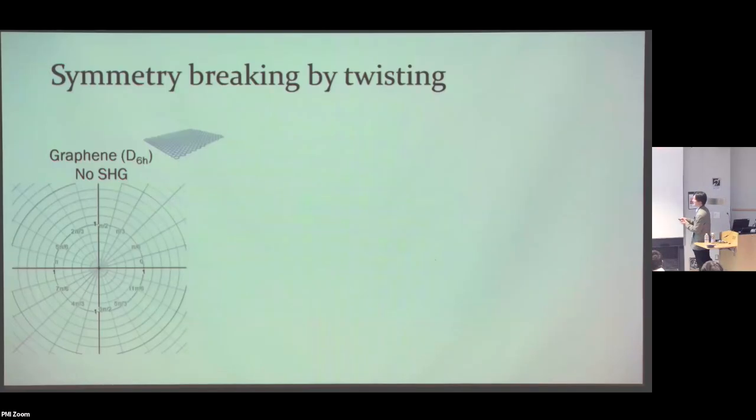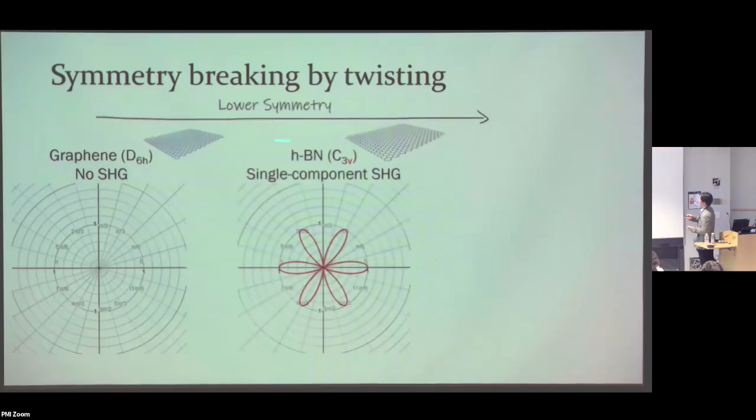Okay, so if you have this high symmetry, now you break the symmetry into this C3V, which is for hBN. Now you start to have this SHG, and I call it a single component SHG because the entire pattern is described by a single nonlinear susceptibility chi. Now you can further break the symmetry here. The more you break the symmetry, the more terms are allowed in the nonlinear tensor. So here only one single component is allowed to be non-zero.